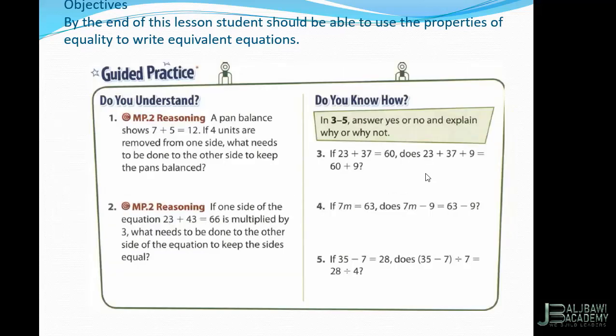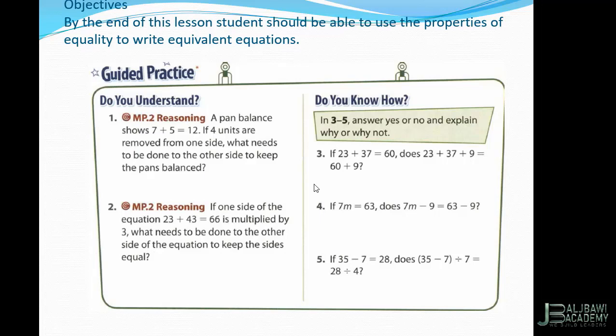Here I will explain just question 3 and question 5, and I will also go to number 1, but I start with number 3. If 23 plus 37 equals 60, does 23 plus 37 plus 9 equal 60 plus 9? You can see the original equation, and I added 9 to both sides. So I added the same number to both sides, so it's still correct. Why? Because the same amount is added to both sides of the equality, which is the addition property of equality.